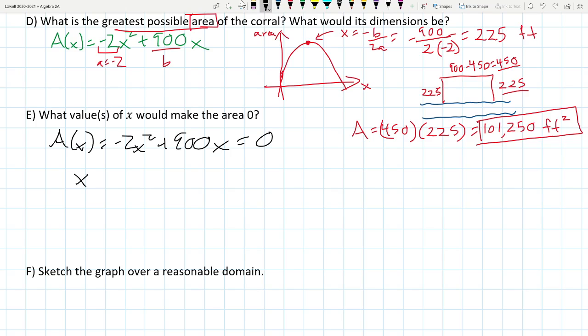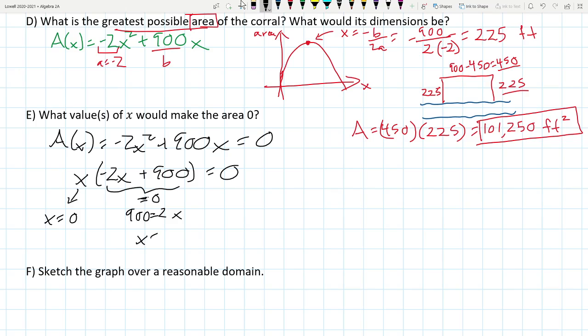Because I can factor out an x here. I'll get x times negative 2x plus 900 equals 0. And I can see already, using my zero product property, or ZPP, that either x has to equal 0, or this piece equals 0. If that's the case, then 900 has to equal 2x. Sorry, it's okay, we chillin'. I just moved the negative 2x to the other side. Divide by 2, we're going to get x equals 450.